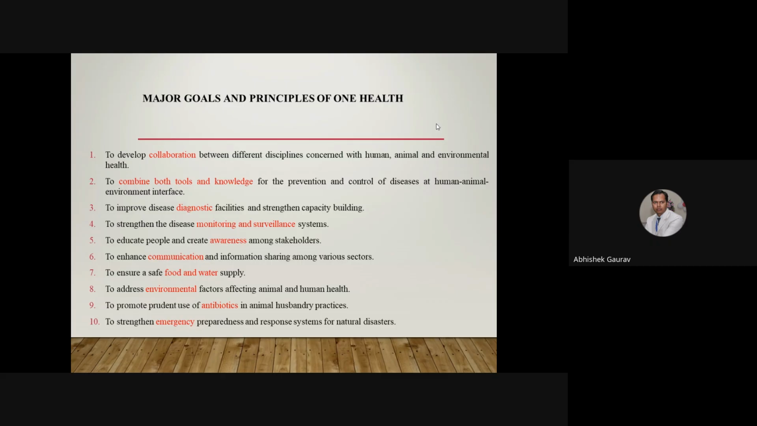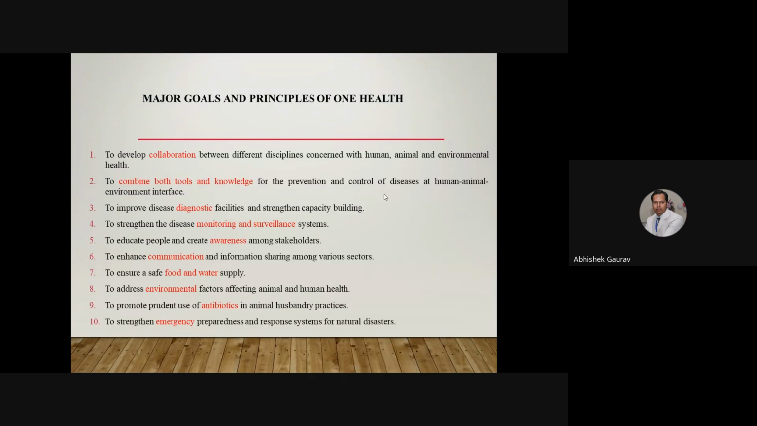Then monitoring and surveillance. Monitoring, you all know what is monitoring. Monitoring is the routine observation about productivity and various other factors, while surveillance is an intensified monitoring in which we also take actions so as to improve the condition of disease prevention and control strategies. Then the major goals also focus on creating awareness among the various stakeholders. So regular trainings and conferences are organized so that the stakeholders are aware about what's going on in the field of One Health.